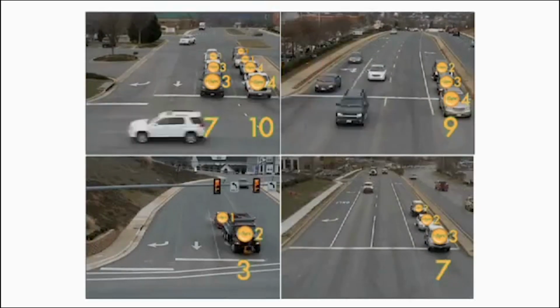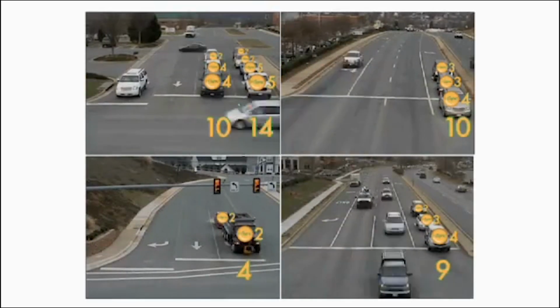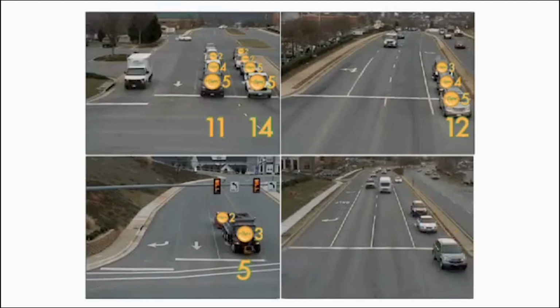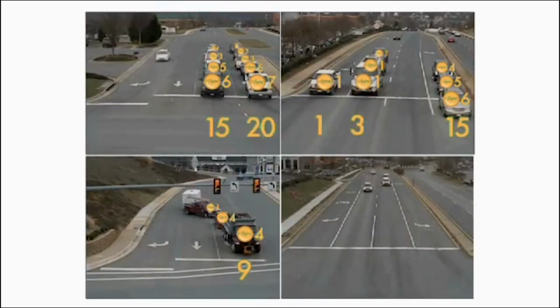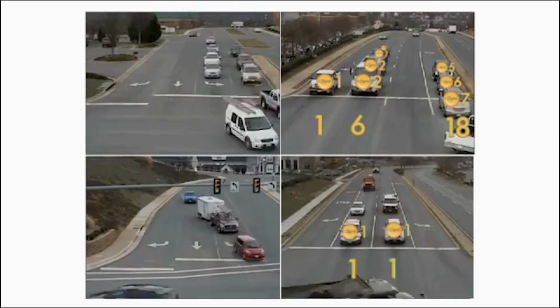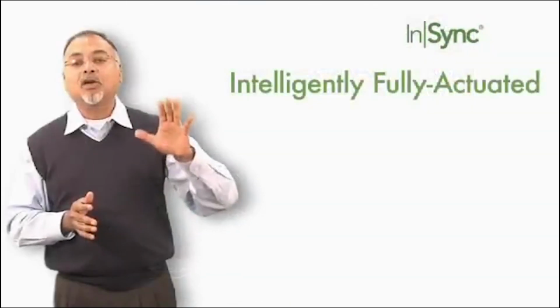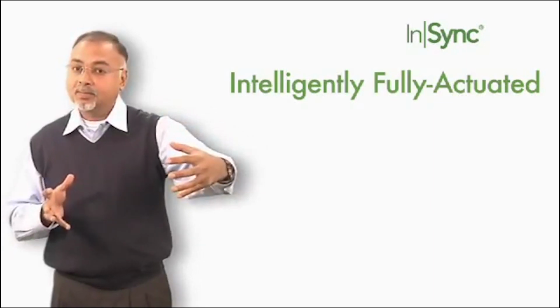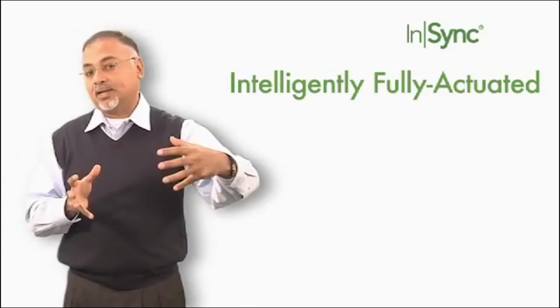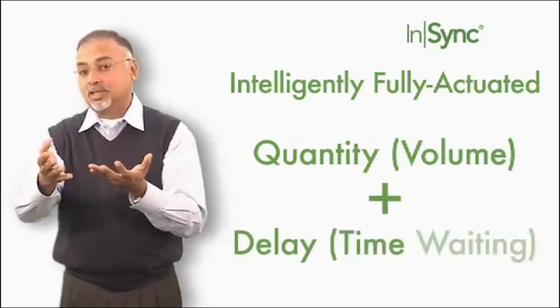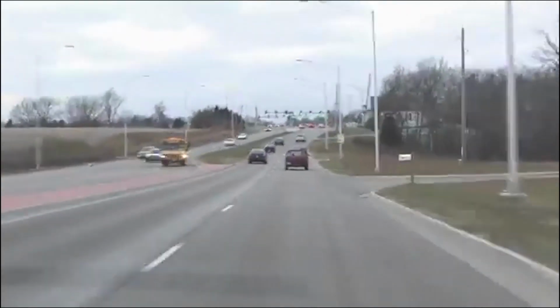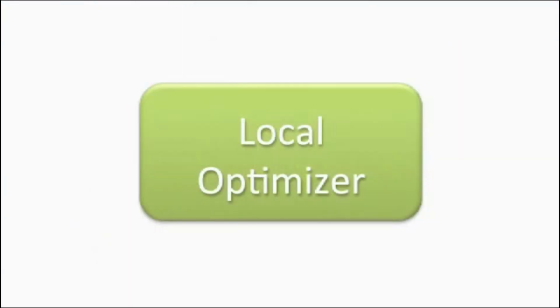This person that is handing out these tokens, he's greedy. He does not want to hand out tokens. So what he does, or what this algorithm does, is changes the lights to minimize the number of tokens given out. We are optimizing for the number of cars that are waiting and the duration of their wait. So a quantity, which is volume, and delay, which is the time it has been waiting. And changing the lights to make traffic flow efficiently. So that is the local optimizer.